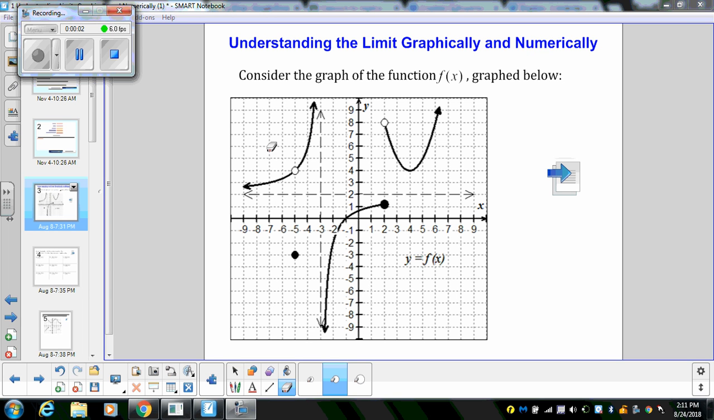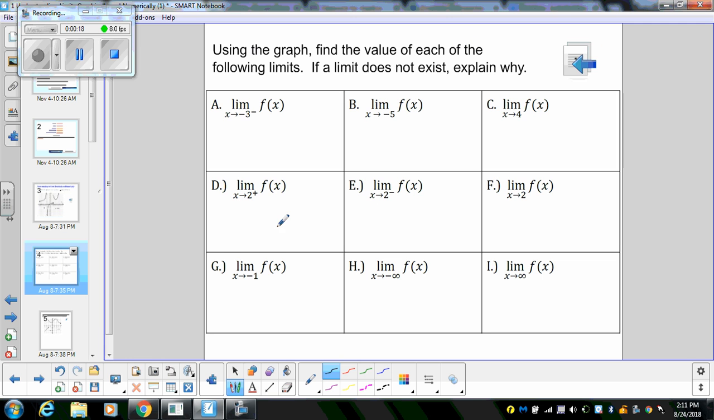Alright, today we'll be looking at understanding the limit graphically and numerically. So here I have a piecewise function, so we're going to consider the graph of the function below to be f of x, and we're going to answer the questions that follow. You see the questions right below, I think on y'all's next page for me.